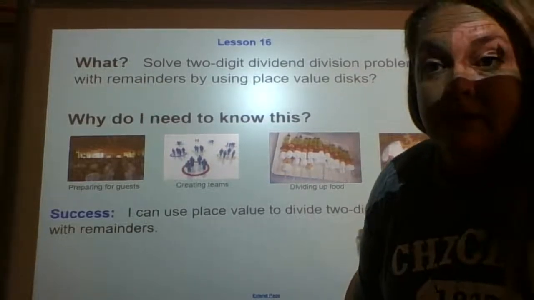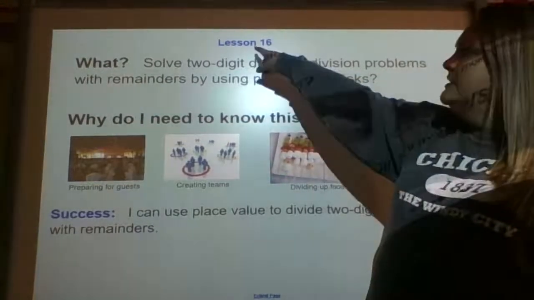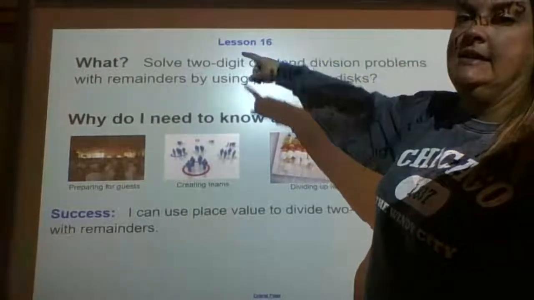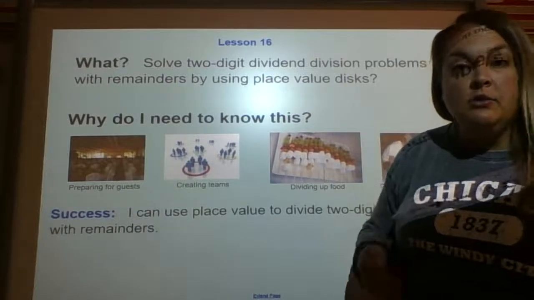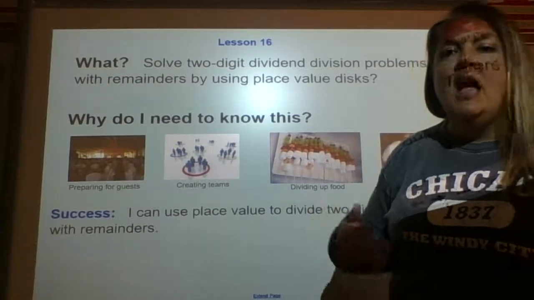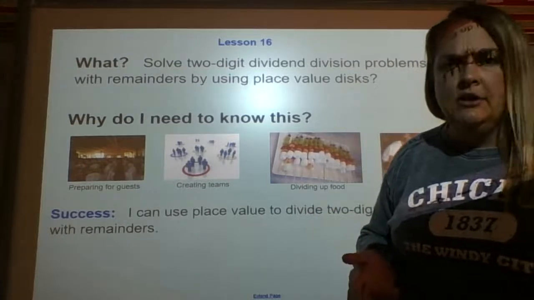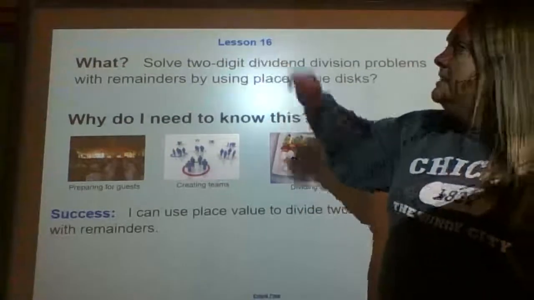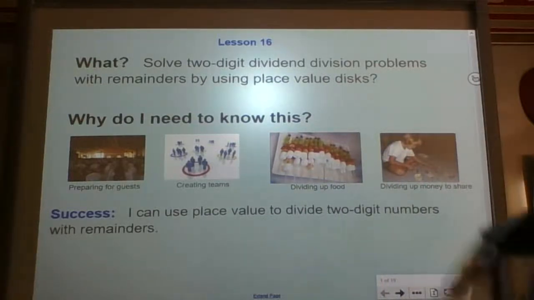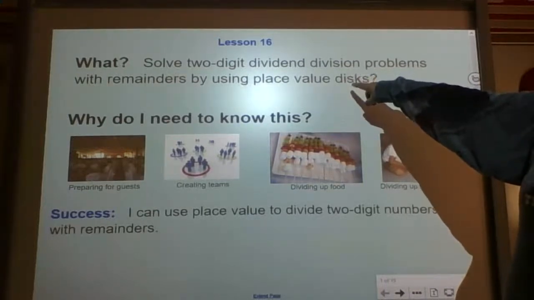I don't want you to be confused today, so I want you to pay close attention to this. This says lesson 16. Please note that we have skipped over lesson 15. In lesson 15, they're asking you to build arrays and area models, and we felt like it was just a bit much and unnecessary. So we are moving to lesson 16, and today we're going to take two-digit division problems with remainders, and they say use place value discs.